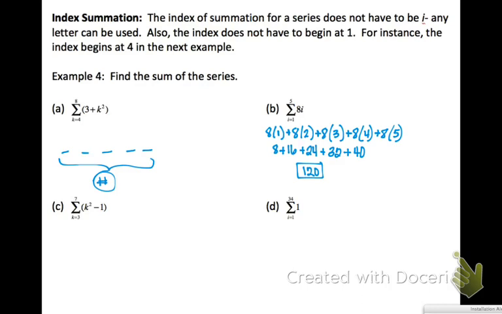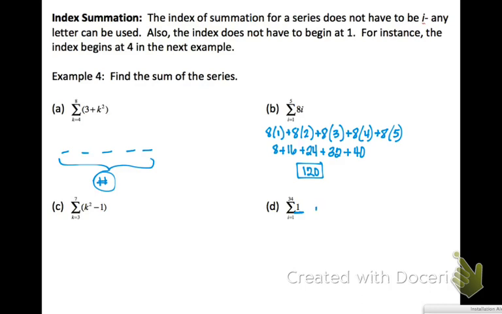I'm going to skip C, but I want to draw your attention to D. How would I evaluate this? I want to evaluate from term 1 up to term 34, but all I have here is the number 1. So if there's nowhere for me to put in my input, that means my output is always going to be 1.